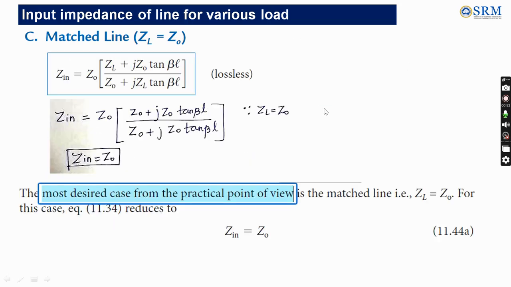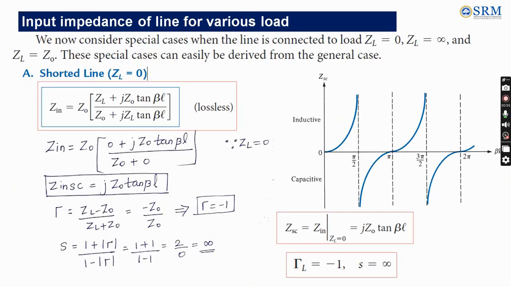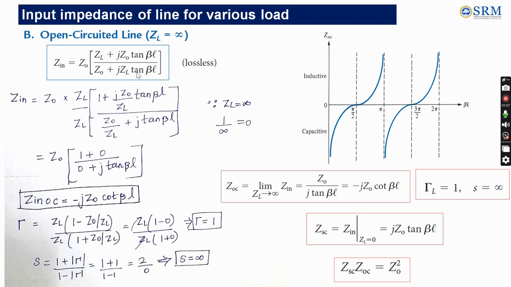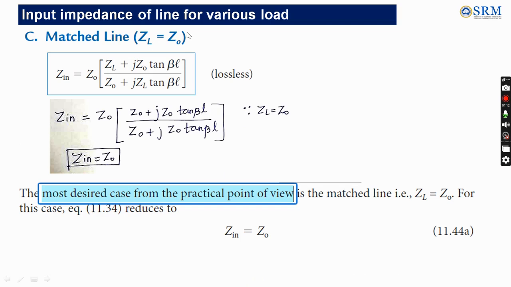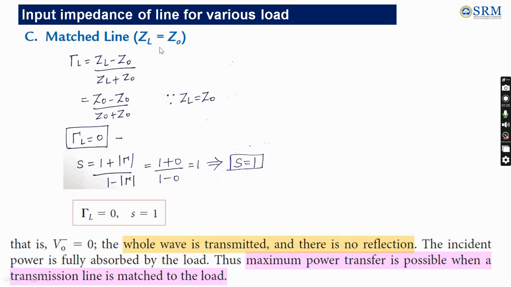In this session, we have discussed three load conditions, and we found the input impedance, corresponding reflection coefficient, and VSWR for the short-circuited load, that is zero impedance, the open-circuited load, that is infinite impedance, and finally the matched condition, that is ZL equal to the characteristic impedance of the line. Practically, we need only the matched condition for maximum power transfer to take place.